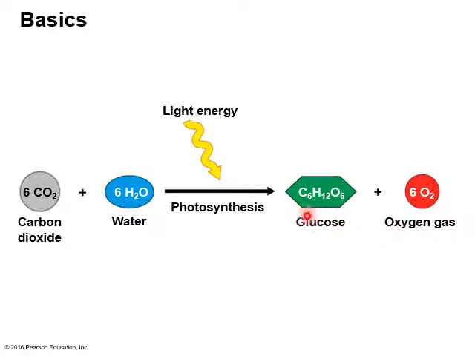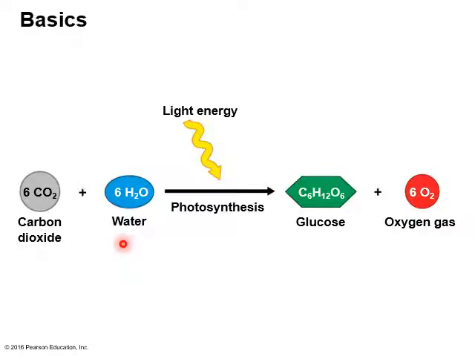We break down that glucose and remove energy from it in order to produce ATP. And what is produced as a byproduct is water and carbon dioxide that we exhale. Photosynthesis goes the very opposite. For photosynthesis, the reactants, carbon dioxide and water, are the products of cellular respiration.